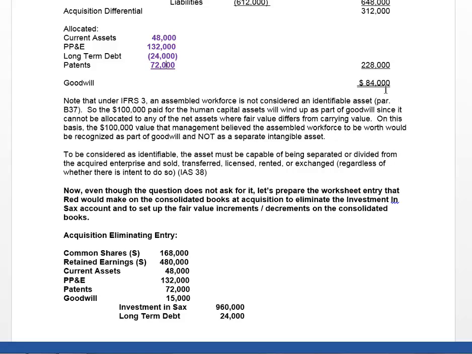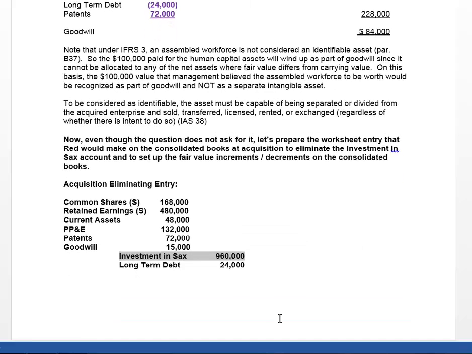And the entry serves two key purposes. It's going to set up all the increments and or decrements of those current assets, PP&E, patents. It's going to set up the goodwill. But it's also going to eliminate the investment account. It's not going to eliminate the investment account on Red's books. Red still has the investment at $960,000. But on the consolidated books, it has to eliminate it. Why? Because it would be like double counting.